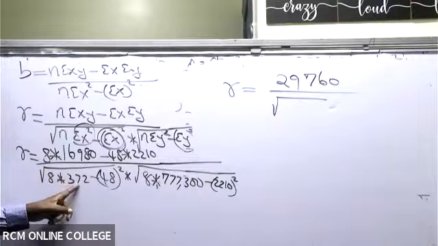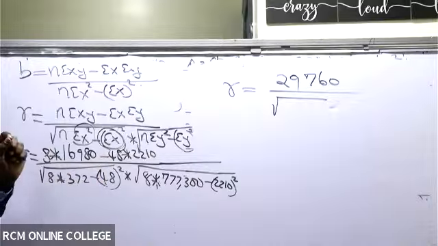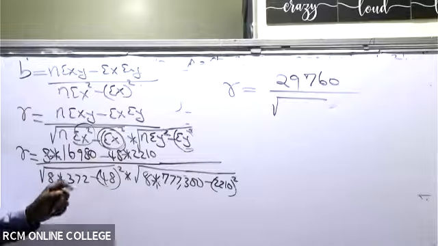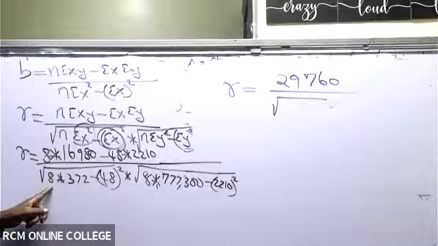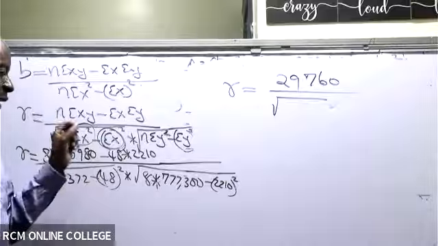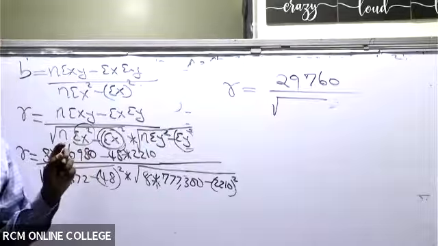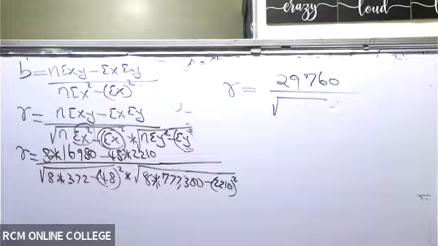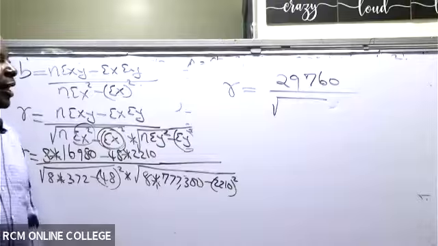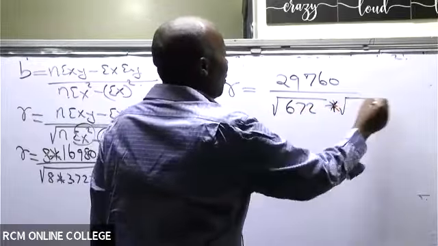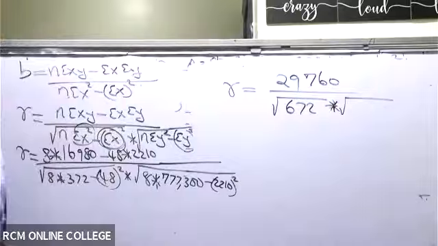8 times 372 minus 48 squared. Just that. Please give me that figure. Don't take the square root. I just want you to say 8 times 372 minus 48 squared. So according to Rispa, very aggressive, she's getting 672. Is there somebody else who is able to confirm that 672? Kevo has confirmed. Thank you, Kevo.